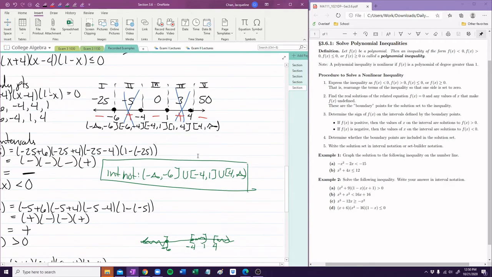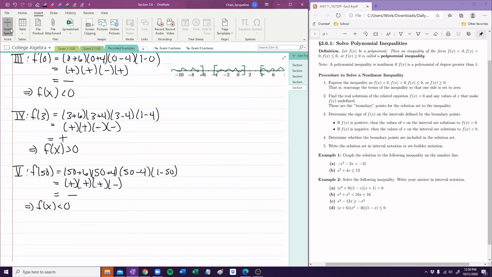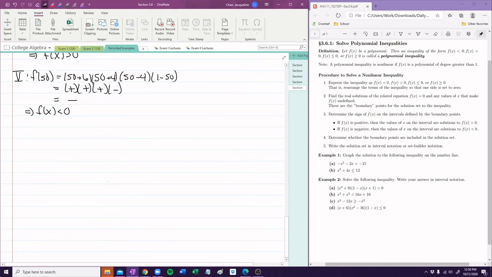Since I have failed to show an example of when they don't alternate, we're not going to do a specific polynomial, but I'll make a little table. For example, say that I have negative 6, negative 2, 3, and 7. Say that these were all my zeros. So intervals 1, 2, 3, 4, and 5.